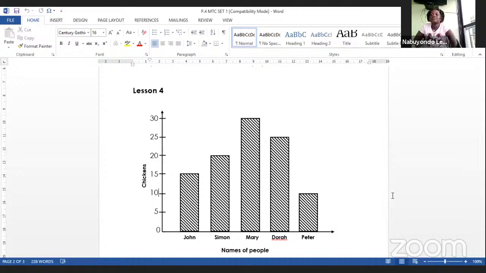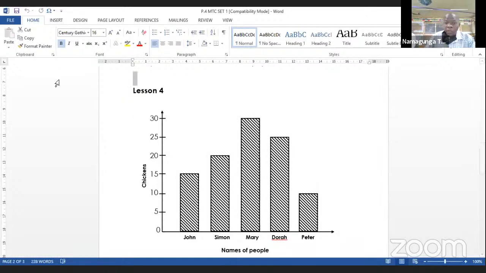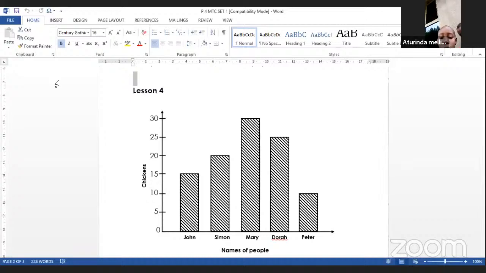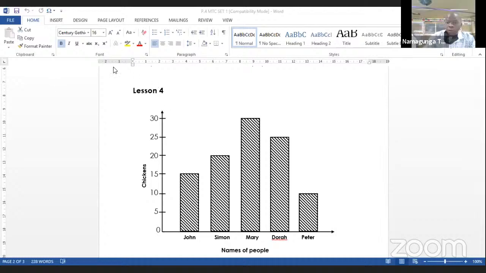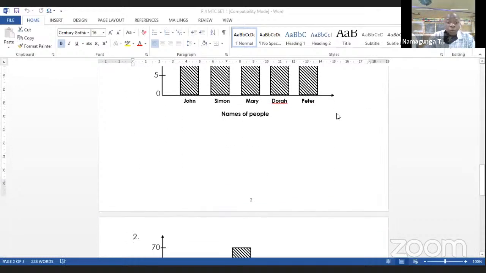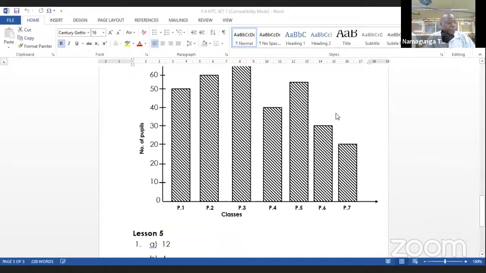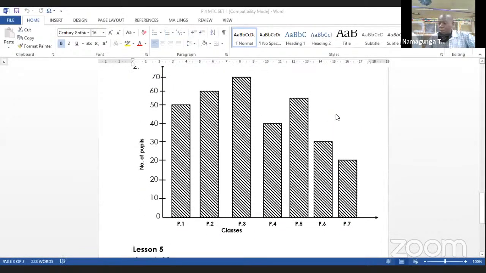Okay, you get the clear graph on the answer guide that we are sending you. So now we are going to the next question.